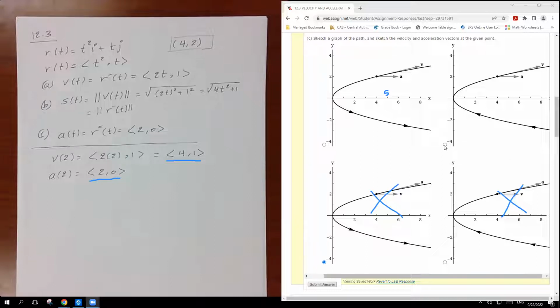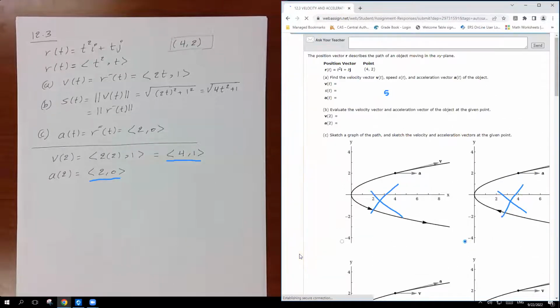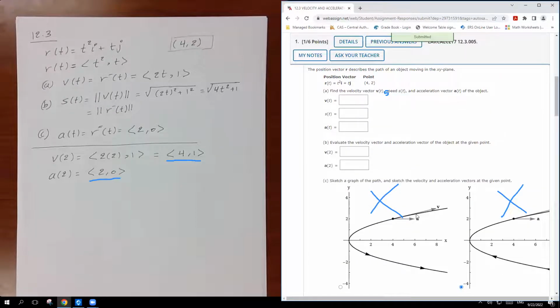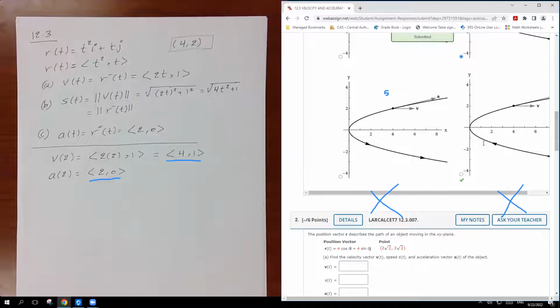I'm gonna choose this one. That's it for this example. Where's the check part here? Yeah, that's right. The same thing, you're gonna do it with the second graph, the second example.